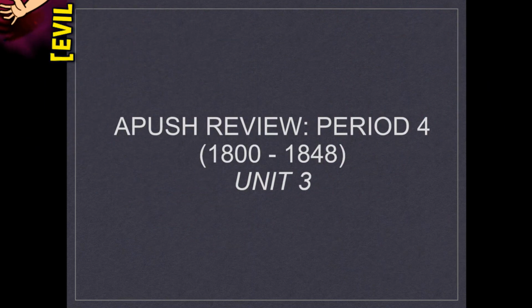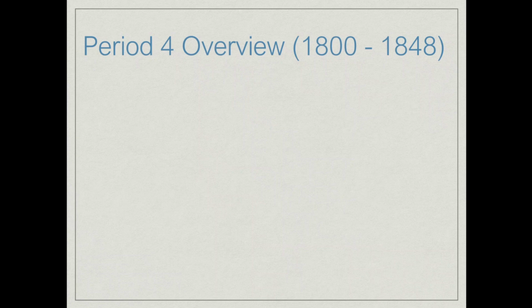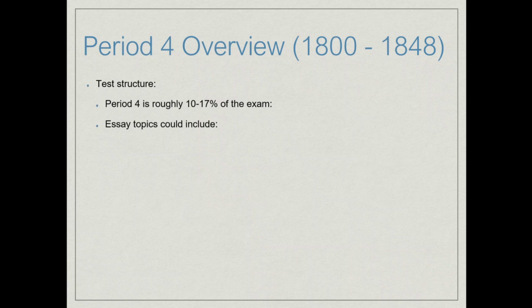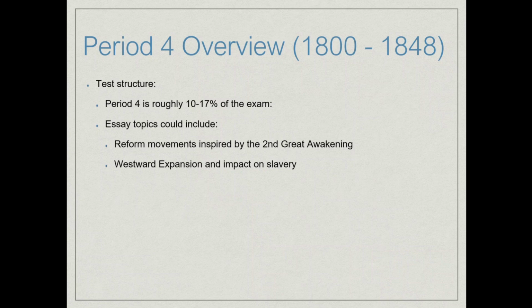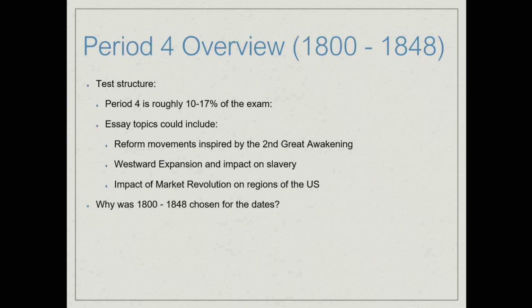Let's get started. Period 4 starts in 1800 and goes to 1848. The test structure of this unit is 10 to 17% of the exam, just like last unit. Essay topics could include reform movements inspired by the Second Great Awakening, westward expansion, impact of slavery, the whole market revolution and the economic developments.